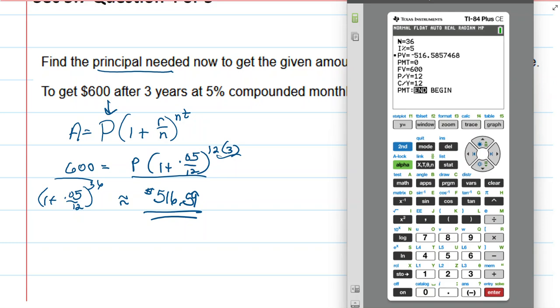Whichever route you go is okay with me. Everybody follow along? And I have to stop. I think I'm out of time. All right, I'll finish this up when we come back.